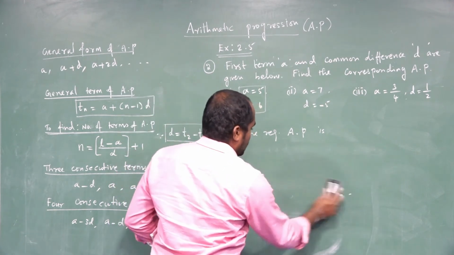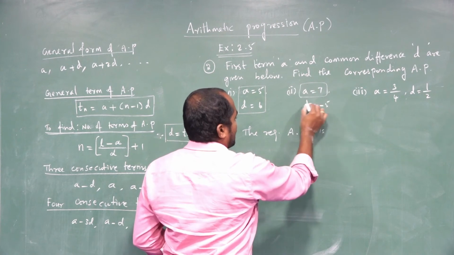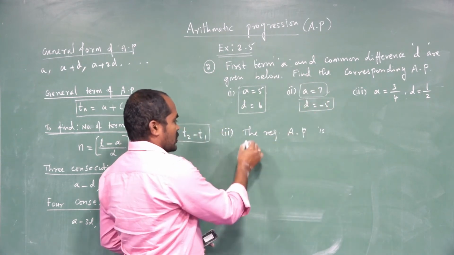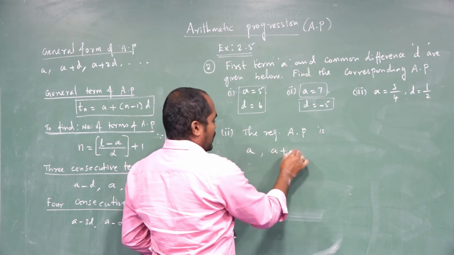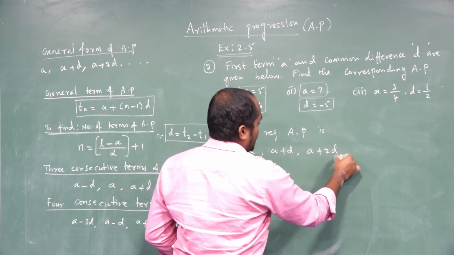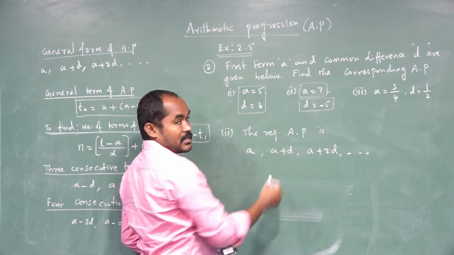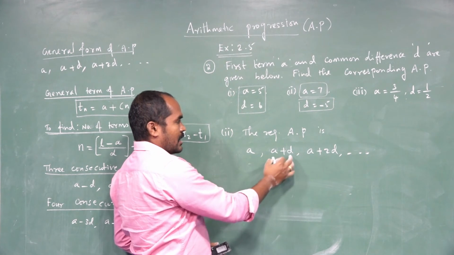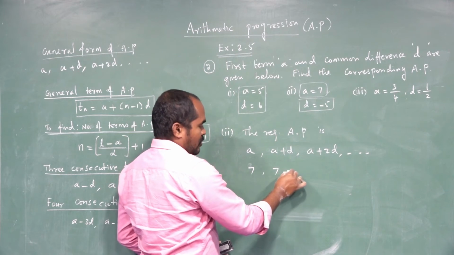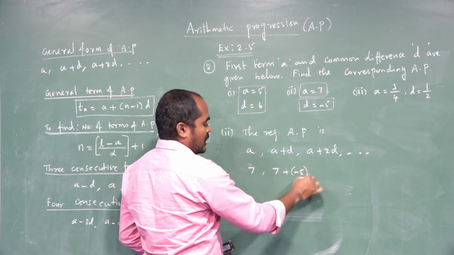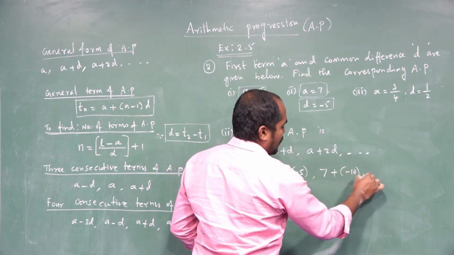And the second question. The first term is 7 and the common difference is minus 5. So the required arithmetic progression is the general form of AP: A, A plus D, A plus 2D, A plus 3D, etc. Right? So here the A value is 7, D value is minus 5. So substitute here 7 and D value minus 5. So A value 7, 7 plus minus 5, 7 plus minus 10, etc.